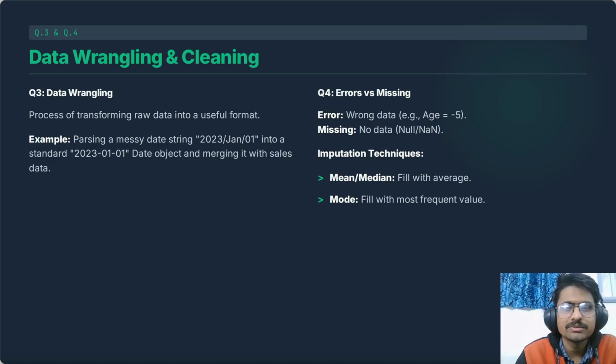Question 4, error versus missing. Error means wrong data, when we store wrong data like age = -5, and missing is when we do not store any data, meaning null data, not a number. Imputation techniques: there are two imputation techniques, mean/median and mode. In mean or median, we fill the missing value with the average, and in mode we fill missing values with the most frequent value.